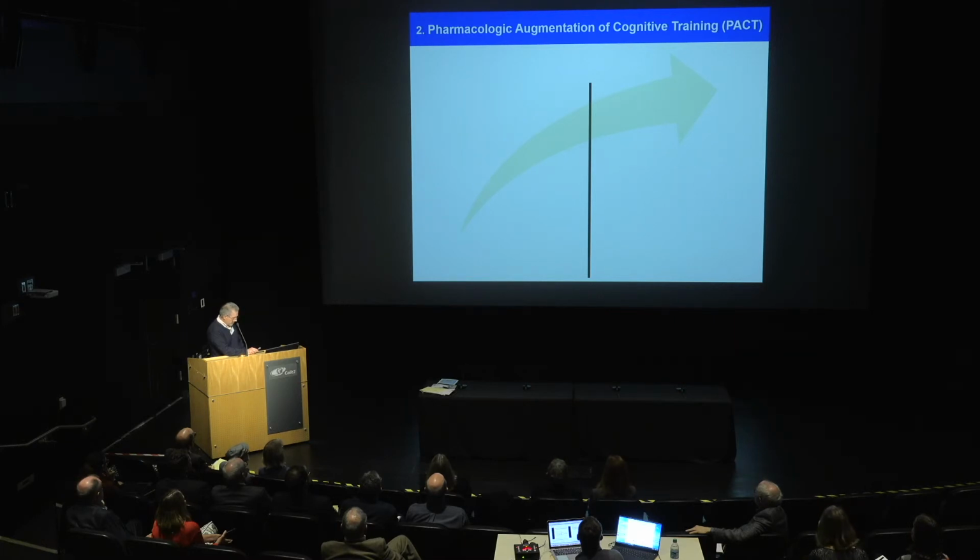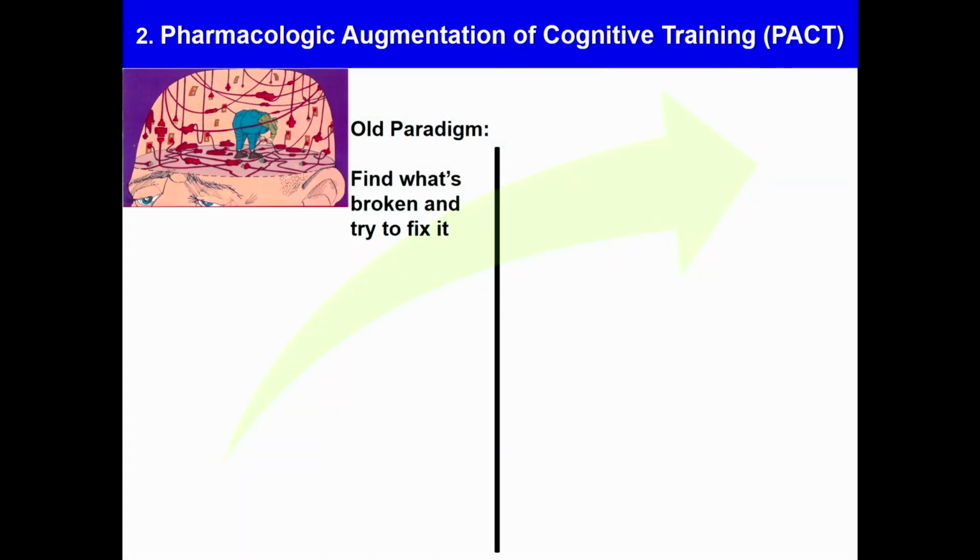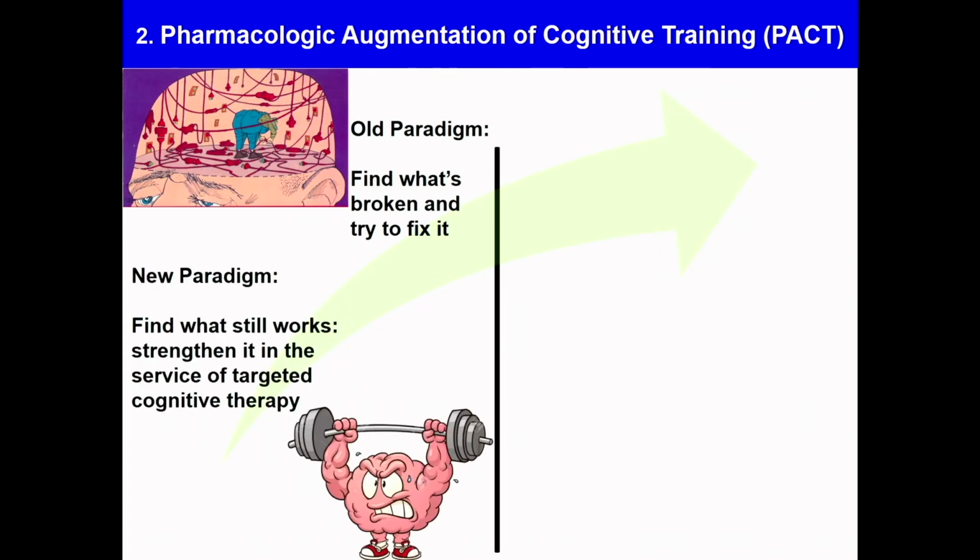The second new idea we're working on is called PACT, Pharmacologic Augmentation of Cognitive Training. The general idea here is that the old paradigm, particularly as it relates to schizophrenia, was to find what's broken and try to fix it. The new paradigm is to find what still works and to strengthen it in the service of targeted cognitive therapy.